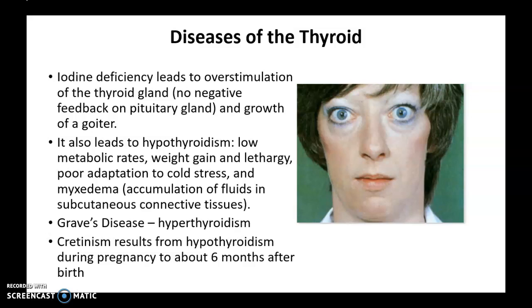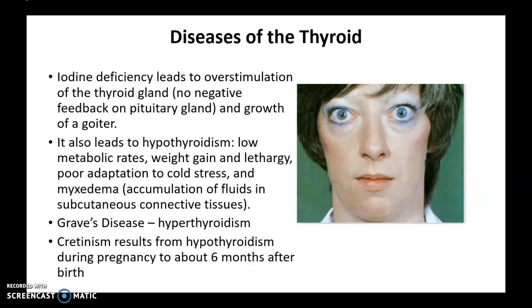The need for thyroxine is particularly great when the brain is undergoing its greatest rate of development, from the end of the first trimester of prenatal life to 6 months after birth. Hypothyroidism during this time may result in cretinism, and people with cretinism suffer severe intellectual disability. Okay.